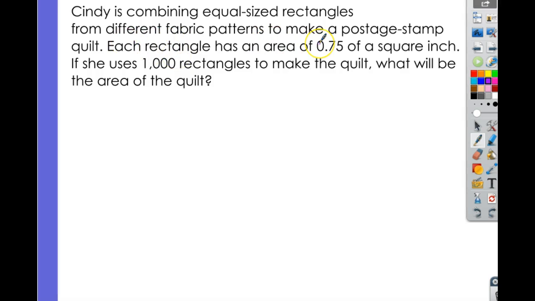Each rectangle has an area of 75 hundredths of a square inch. If she uses 1,000 rectangles to make the quilt, what will be the area of the quilt? Well, I know my two numbers here are 75 hundredths and 1,000. If she's using 1,000 rectangles and each of them is worth 75 hundredths, I would need to multiply 1,000 times 75 hundredths. Well, that kind of seems a little daunting at first, doesn't it? It's kind of overwhelming.